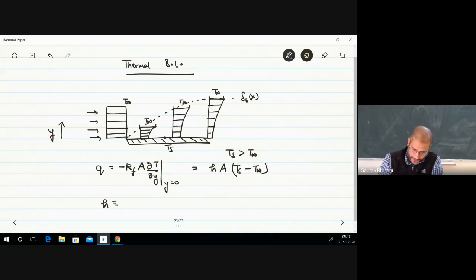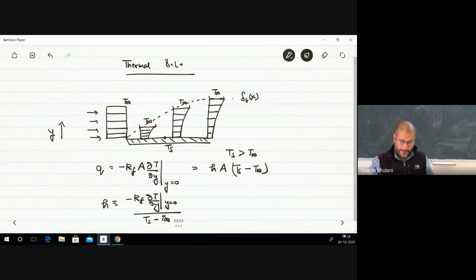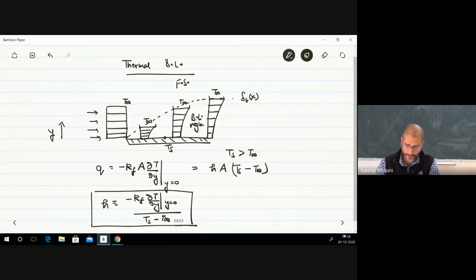The H gets defined as minus Ks, and so, we call this the free stream, and this we call the boundary layer region. But again, remember that this is for the temperatures we're talking about. Okay, so this is the definition of our convection heat transfer coefficient.